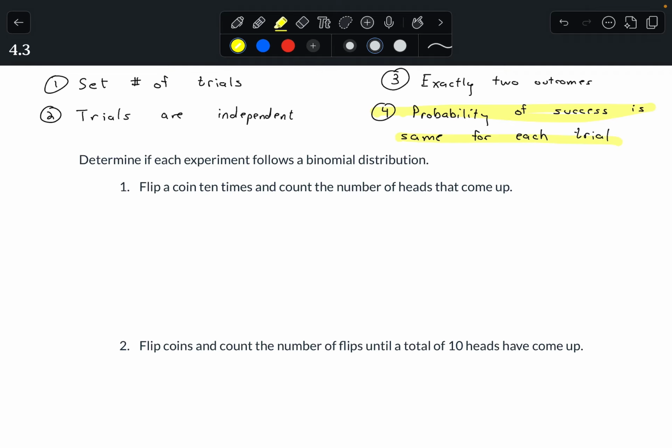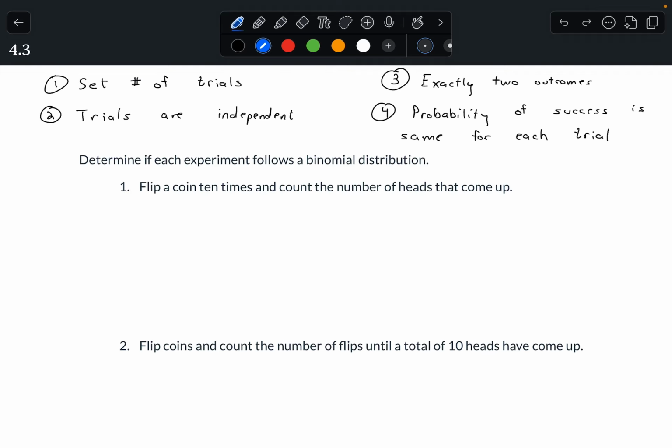In order to be a binomial experiment, we have to meet all 4 of these conditions. If we're checking to see if something is a binomial experiment and it fails the very first one, then we don't need to bother checking the other ones. You can just stop right there and say, nope, it's not a binomial experiment. So we have to meet all 4 of these conditions.